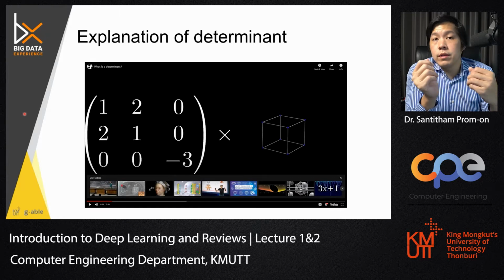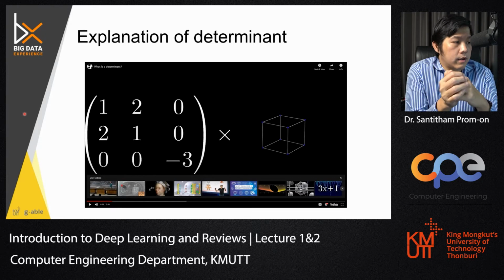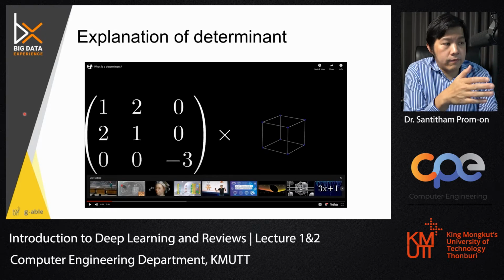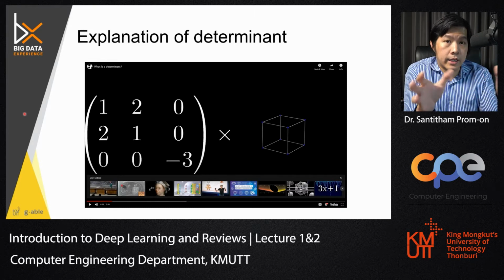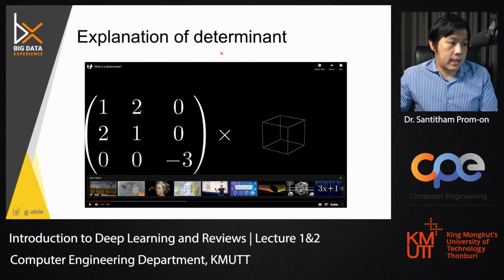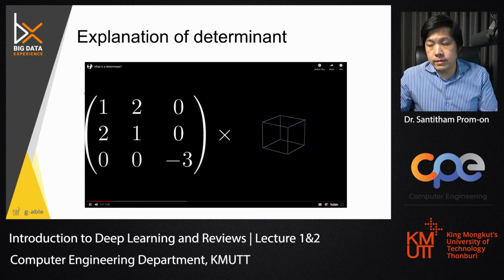Okay, so when we think about determinant, let's think about you have this matrix that you are going to use to transform the points, and the points form a cube now. And what is that? What is determinant?